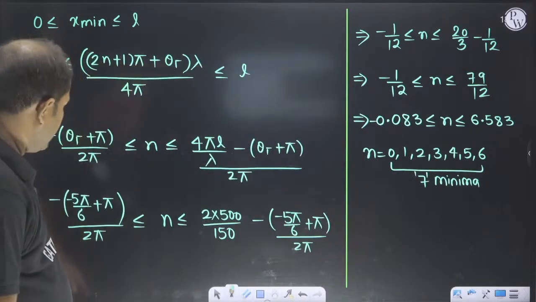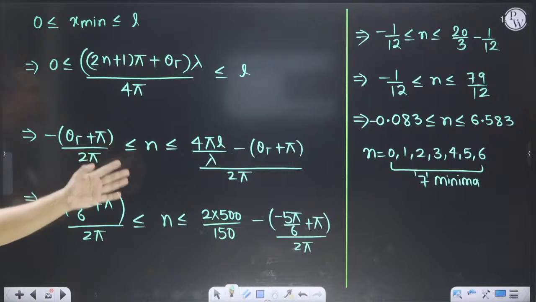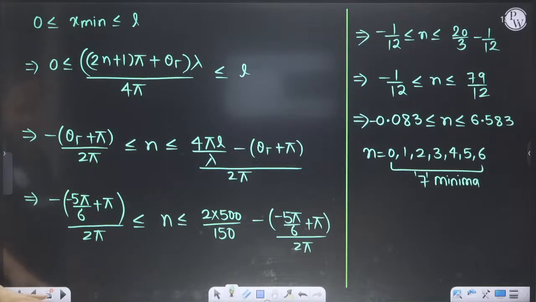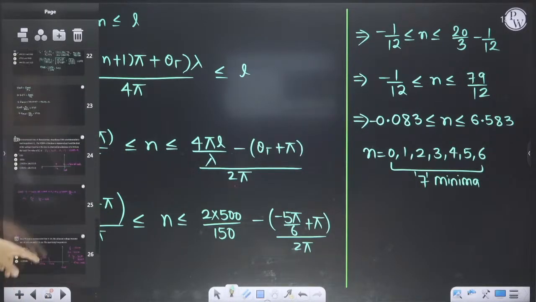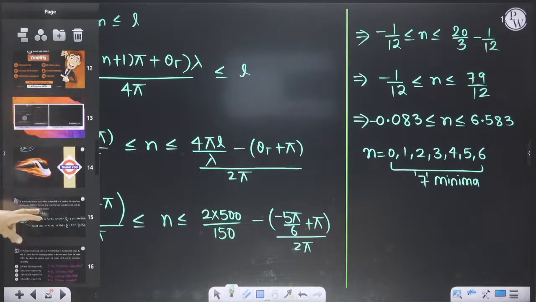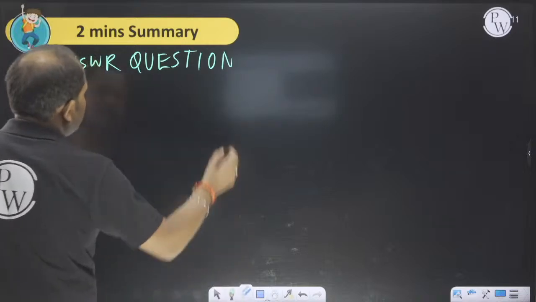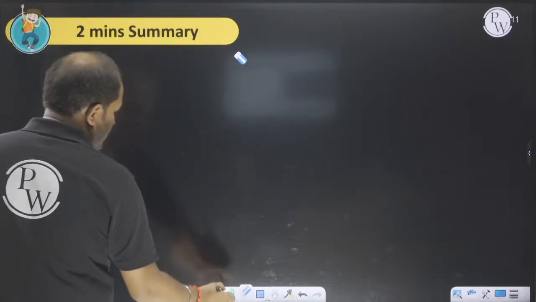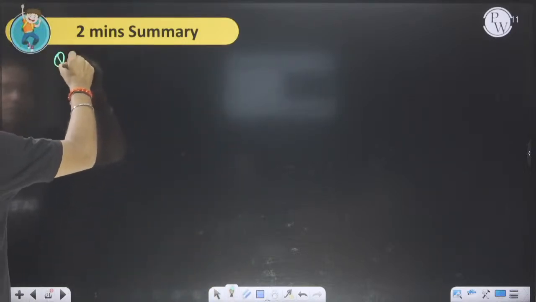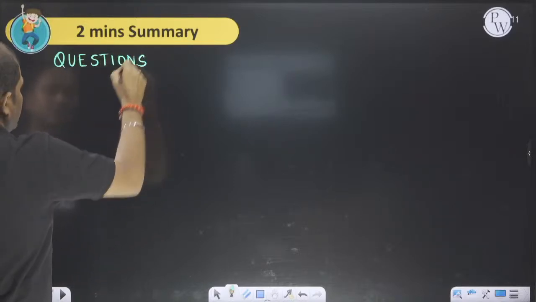So the number of maxima and minima in a transmission line you can calculate easily. This way you can calculate the number of maxima, and this way you can calculate the number of minima. So today we have discussed some questions of VSWR. Tomorrow also we will discuss some questions of VSWR, and then after that we will go through some points.